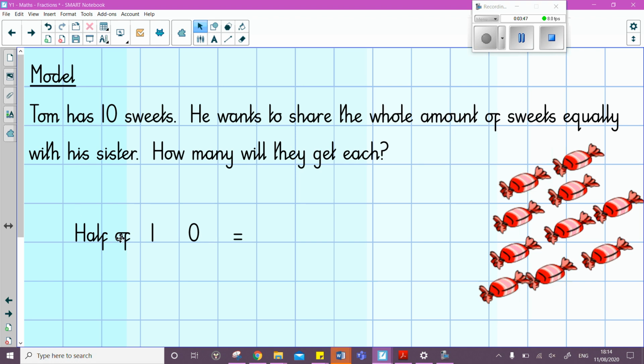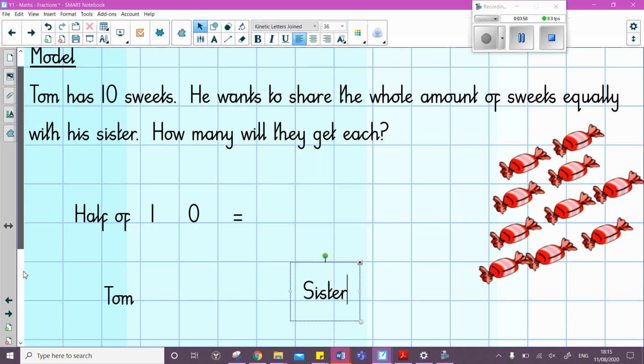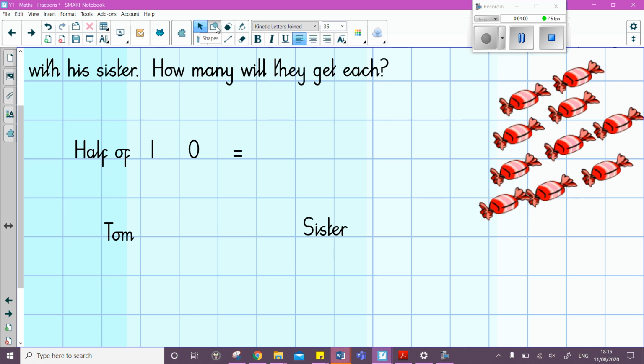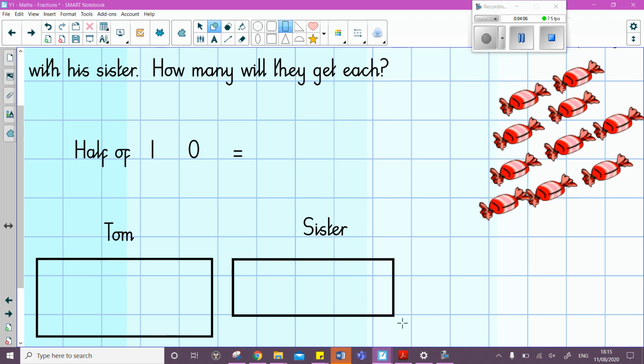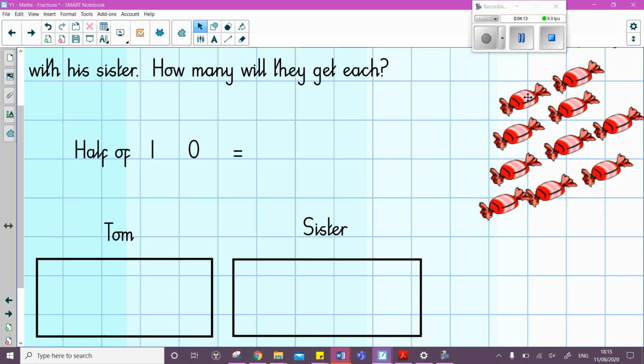So we are finding half of 10 because there is going to be Tom and there's going to be his sister, which means we're going to have two equal groups. Now, to share these sweets into two equal groups, I like to make things really visual, and I'm going to draw my two rectangles to share these sweets out equally. And I'm going to drag my sweets over.